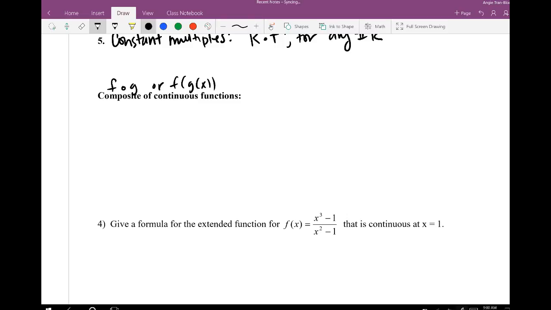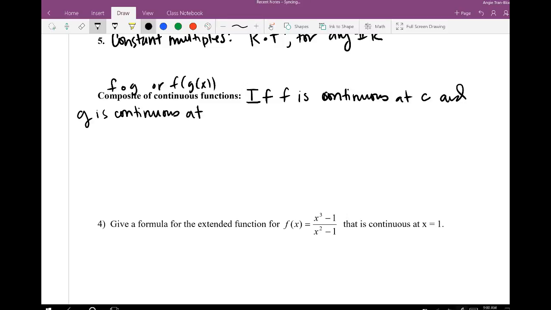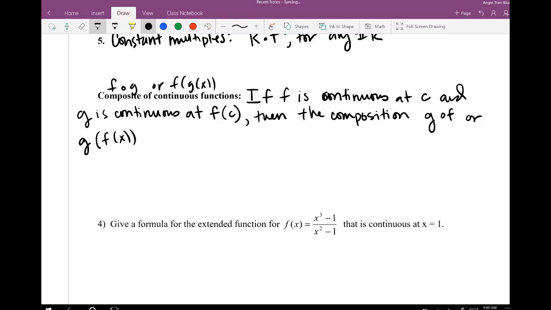So this is how it's going to go. If f is continuous at c and g is continuous at f of c, okay, then the composition, which is denoted as g composed with f, or you can think of it as g of f of x, just like that, okay, then the composition g composed with f, or g of f of x, is continuous at c.